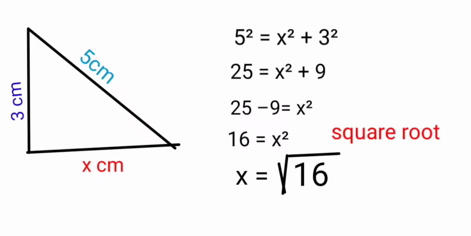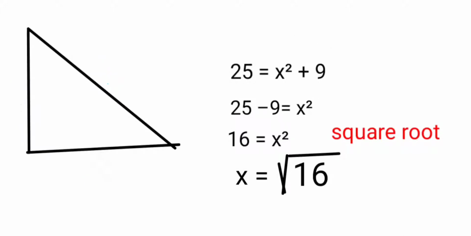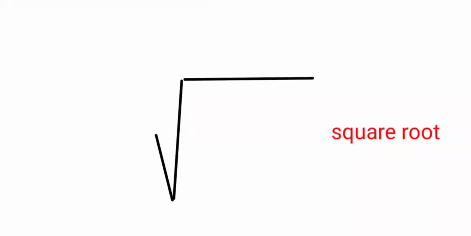One thing to keep in mind is that x square and square root are vice versa. The symbol of square root is like this. Okay, so this is the symbol of square root.